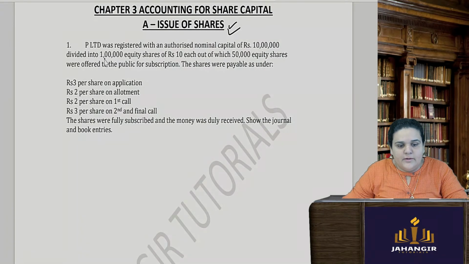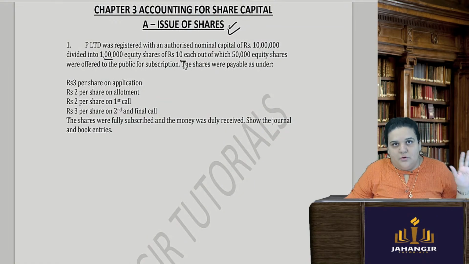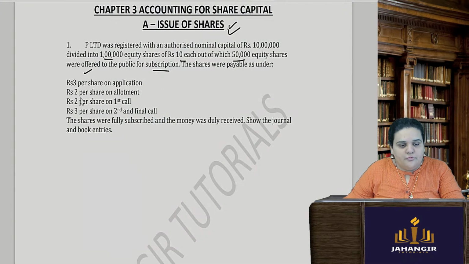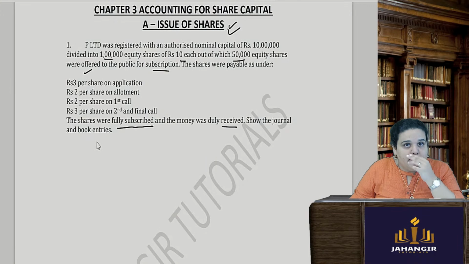They have 1 lakh equity shares of rupees 10 each. Now out of this 1 lakh shares, which is the authorized capital, only 50,000 equity shares were offered to the public for subscription. The shares were payable as under: on application 3, allotment 2 rupees, on first call 2 rupees, and on second and final call 3 rupees. The shares were fully subscribed and money was duly received. Show the journal entries and the book entries.